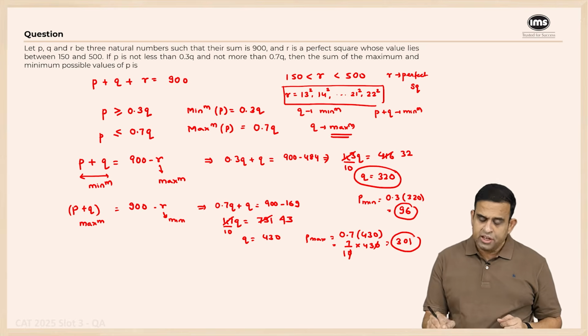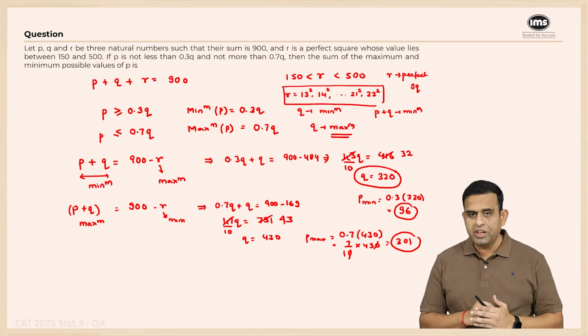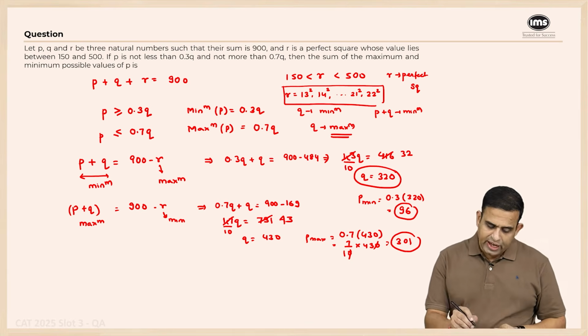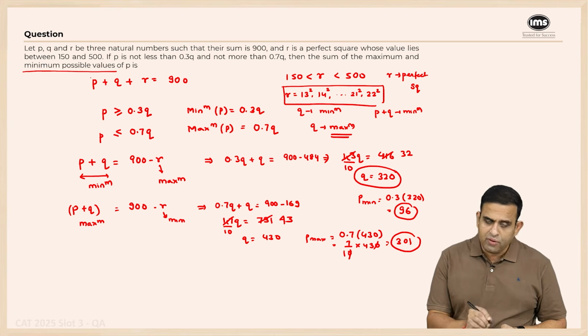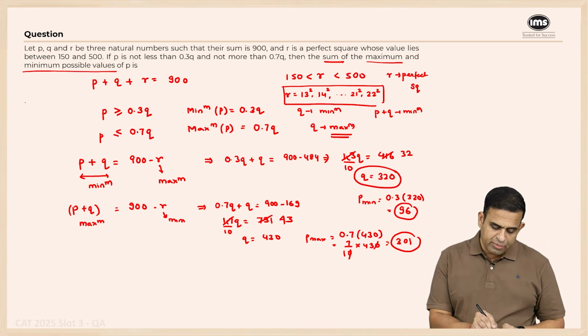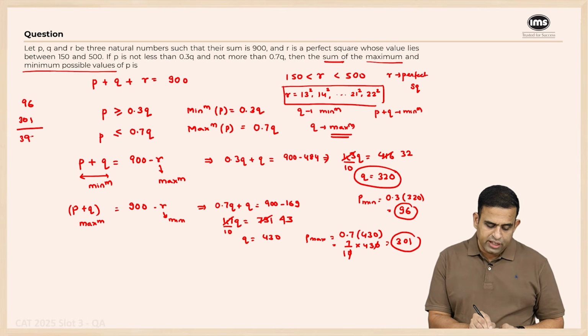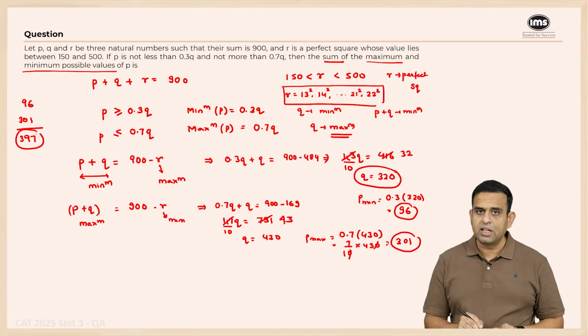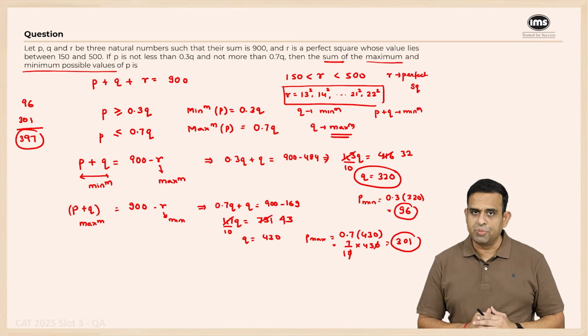So as you can see, the max value of p came out to be 301, the least value of p came out to be 96, and hence the minimum possible value of p and max value of p total, the sum. So p minimum is 96, p maximum came out to be 301, the required total came out to be 397. Hence 397 is the required answer for this particular question.